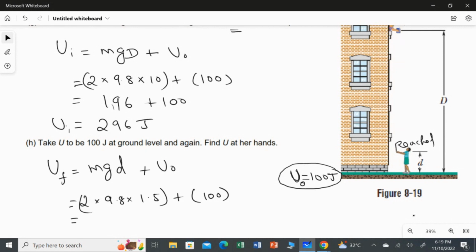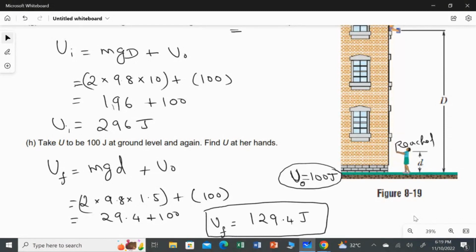So 2 multiplied by 9.8 multiplied by 1.5, I got the value as 29.4 plus 100, which is at the ground level. So the total potential energy at the reached point is exactly equal to 100 plus 29.4, which is 129.4 joules. Clear?